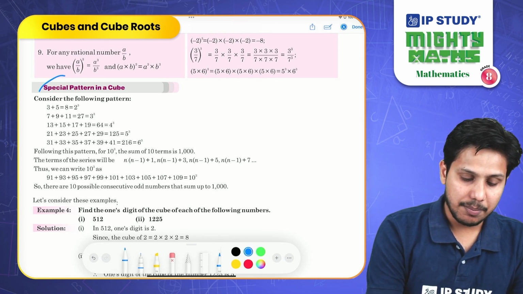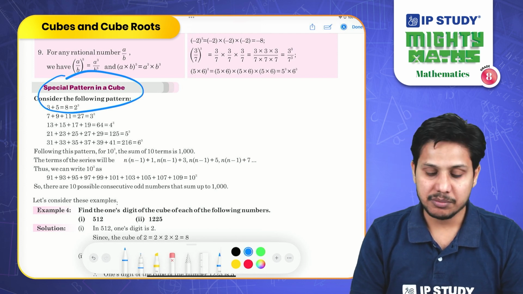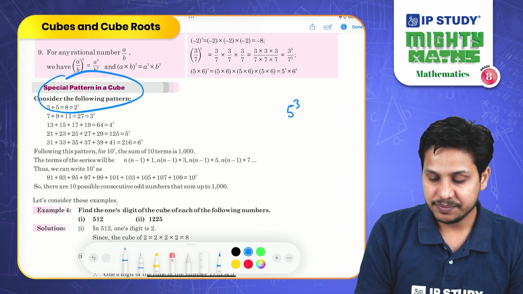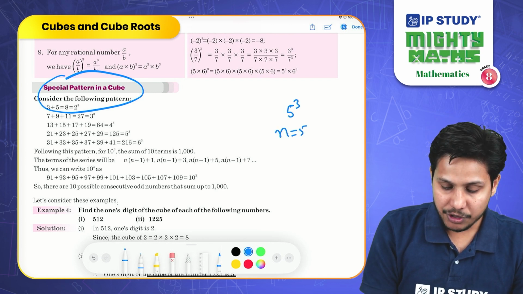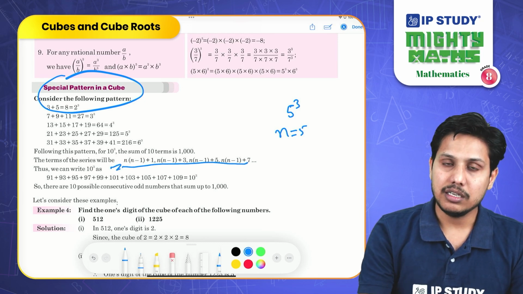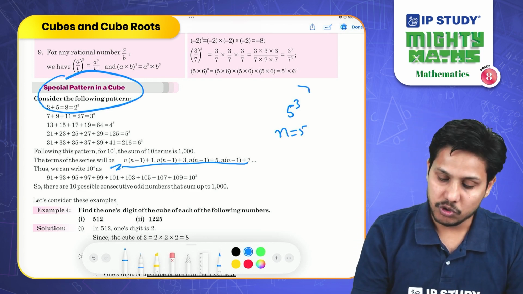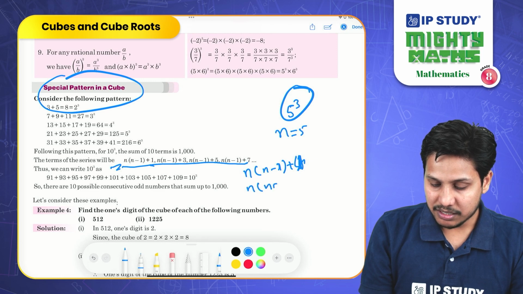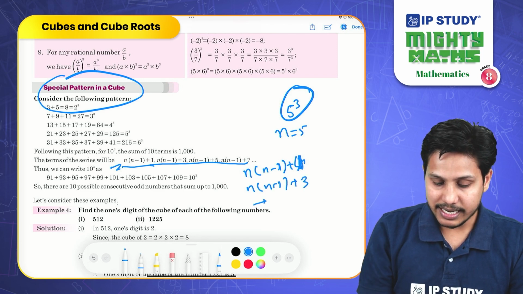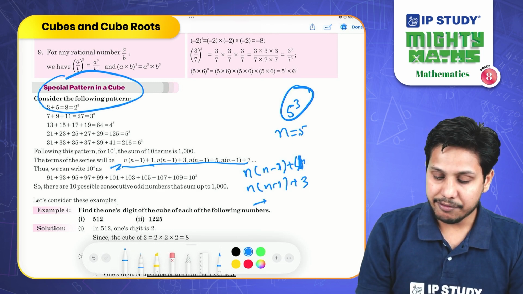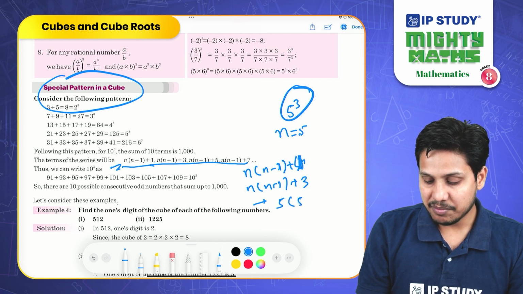So the next topic is a special pattern in a cube. Students, there is a pattern that can be observed in the cube of numbers. If we want to find the cube of some number, let's suppose 5 cubed, then consider n as 5, and using this formula you can find the numbers that should be added to get this cube. Here we have the first term as n minus 1, then n, and we add 1 also, like this, then n minus 1 plus 3, and so on. So if you take 5 over here, we write 5 minus 1 plus 1.